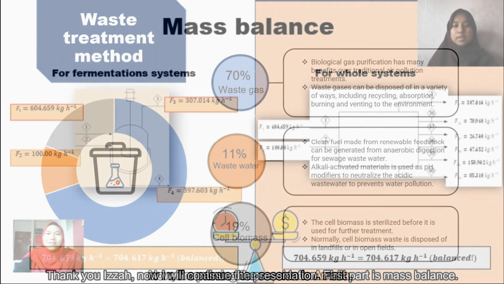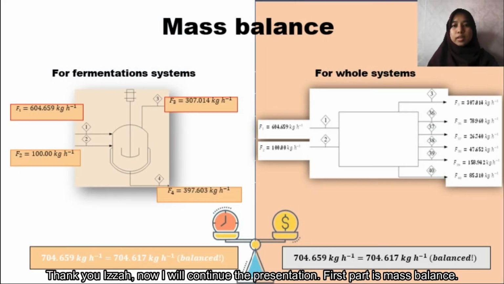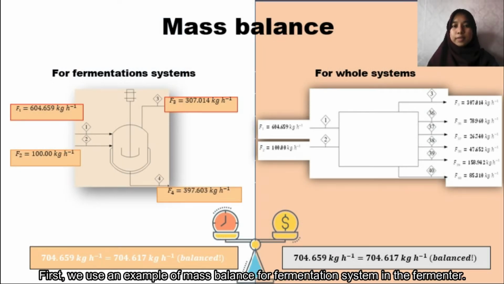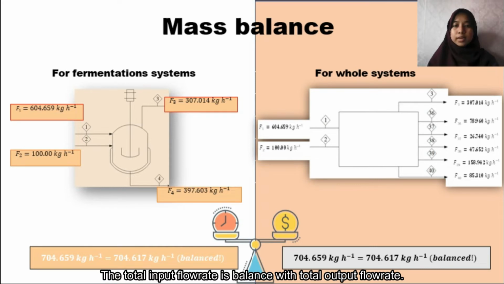Thank you, Izzah. Now, I will continue the presentation. First part is mass balance. First, we use an example of a mass balance of the fermentation system in the fermenter. The total input flow rate is balanced with the total output flow rate. For the mass balance of the whole system, the total input and output flow rates are also balanced.